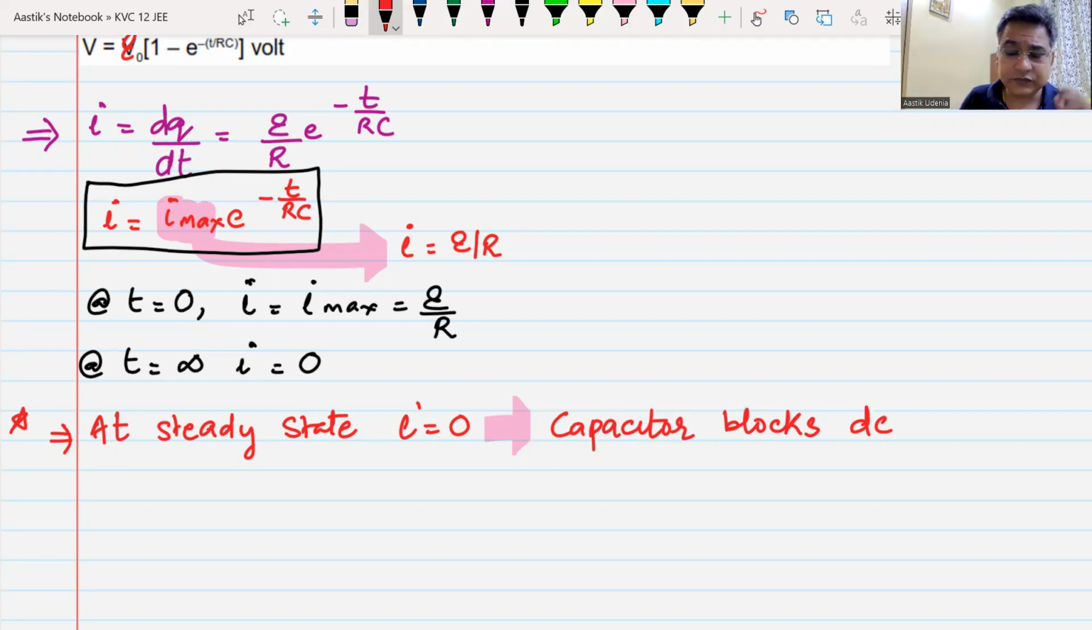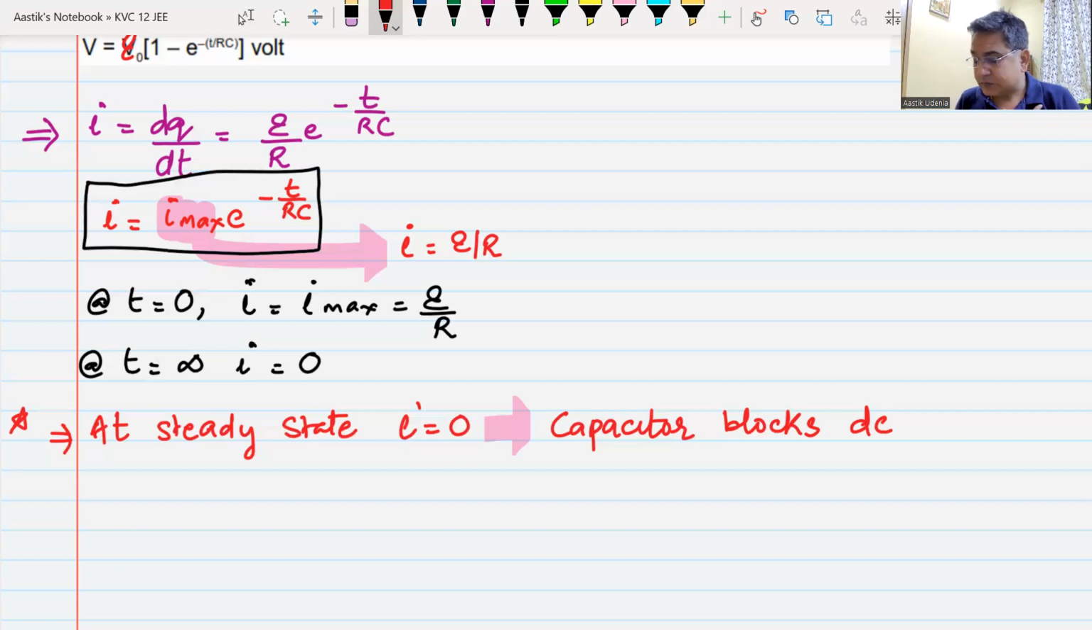Now we are going to come to a chapter where we are going to understand AC. In AC, resistance will offer opposition to flow of current. Capacitor will also offer resistance to flow of AC current. Inductor will also oppose the flow of AC current.